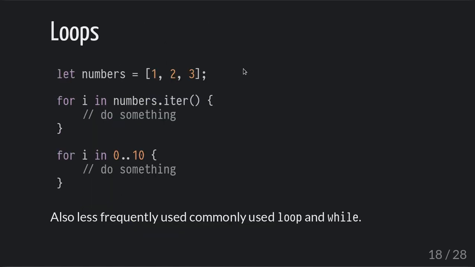Loops, pretty standard stuff here too. There's a trait called Iterator, and stuff that implements Iterator has the iter method, and this is the standard for loops. And we have ranges as well. There's also loop and while, which are used less frequently, but one's an infinite loop and one's a do-while thing.